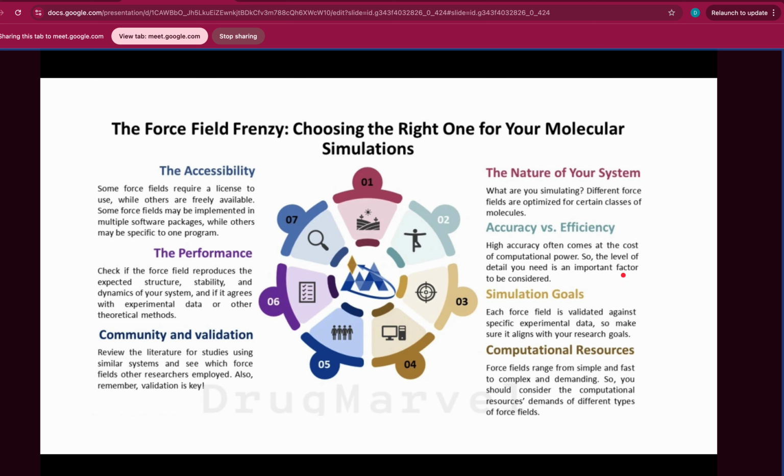And then you will also see that it should be efficient as well as accurate. So you need to strike a balance between both of them. Then come simulation goals. Each force field is validated against specific experimental data, so make sure that it aligns with your research goals. Then computational resources. Force fields range from simple and fast to complex and demanding, so you have to decide whether you want a simple force field or a fast force field. So it depends. These are the different scenarios which we consider while we choose a force field.